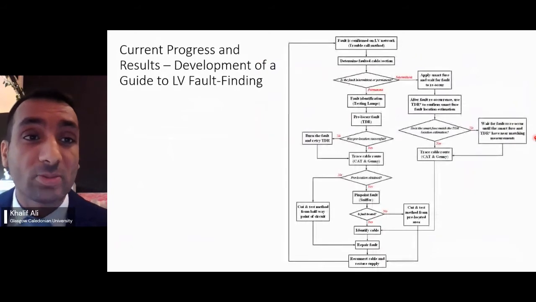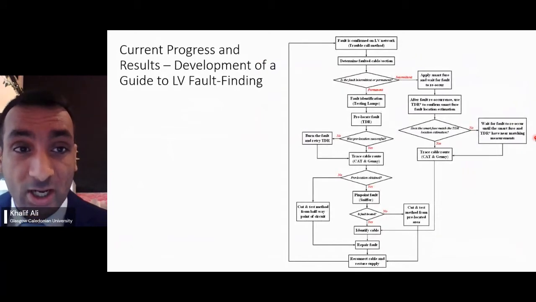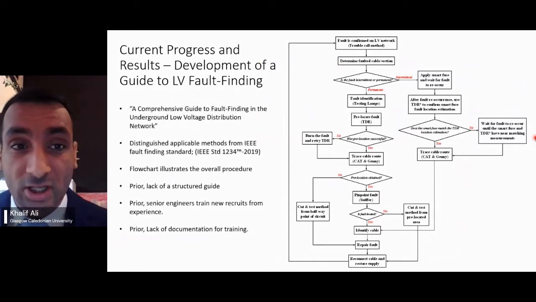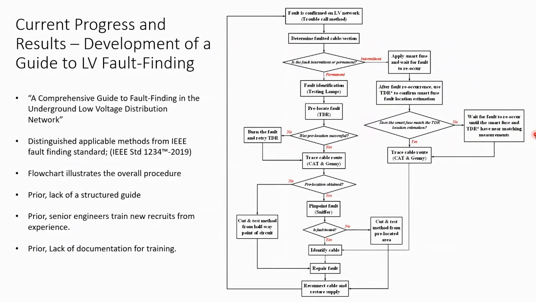So, we've also developed a guide to fault finding. We created a journal paper and submitted it to IEEE. It's under review at the moment. It's titled a comprehensive guide to fault finding in the underground low voltage distribution network. It distinguishes the applicable methods from IEEE fault finding standards. The flow chart presented illustrates the overall procedure. Prior to this, there was a lack of a structured guide for low voltage fault finding. Senior engineers trained new recruits from experience and time spent, and there was a lack of documentation available for training.